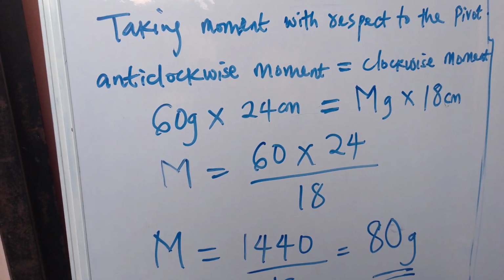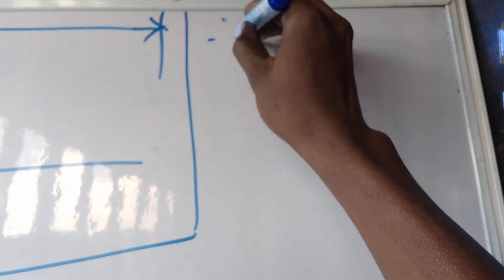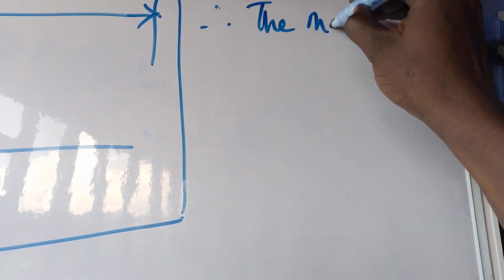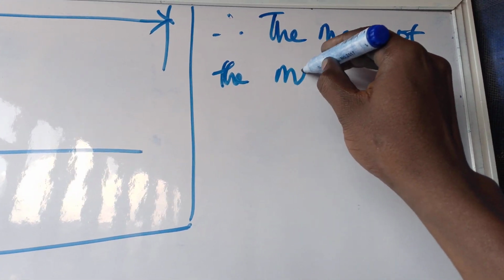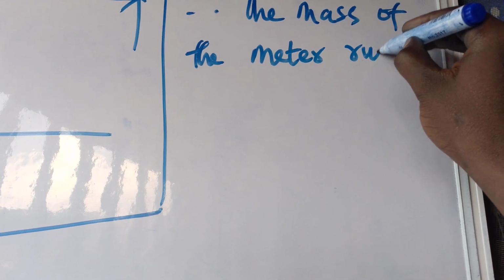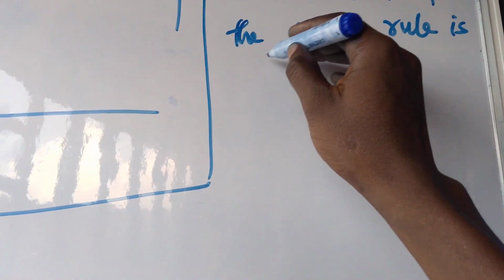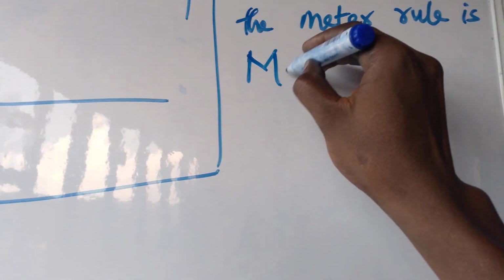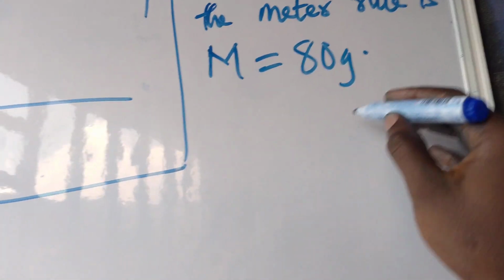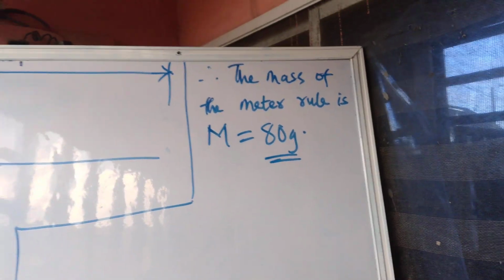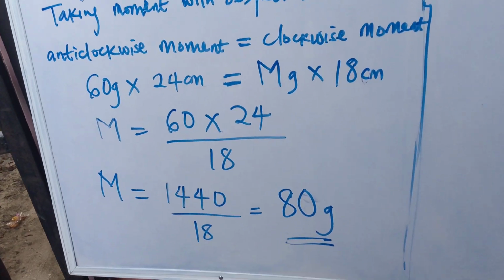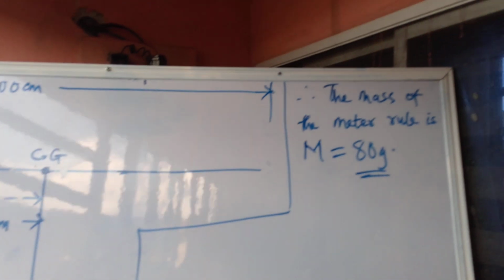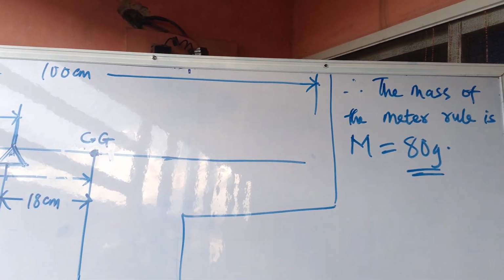Alright, so therefore the mass of the meter rule is M equals 80 grams. Alright, that is it. We have solved and we arrived at 80 grams as the mass. Okay, then we'll move over to the next question there.